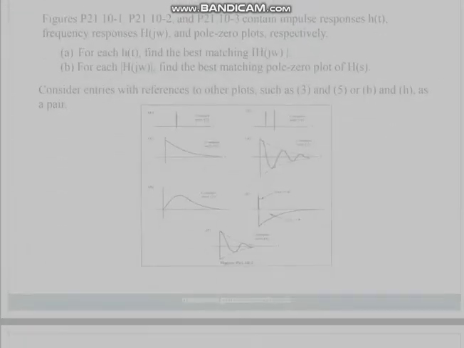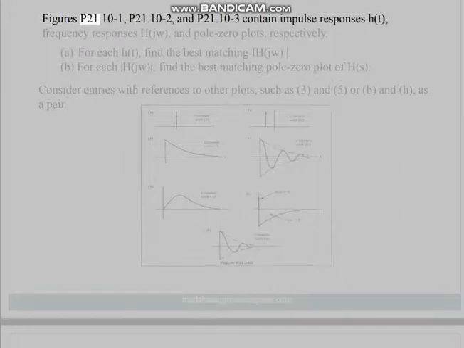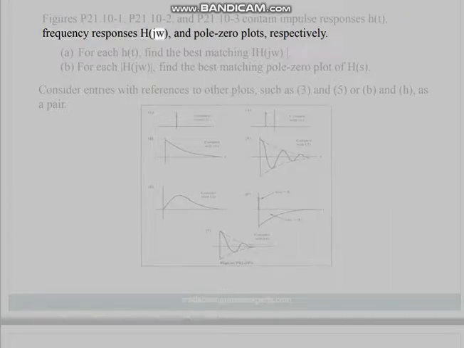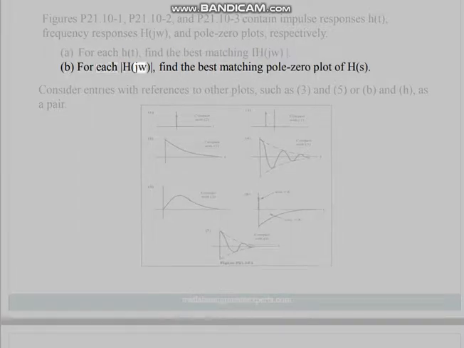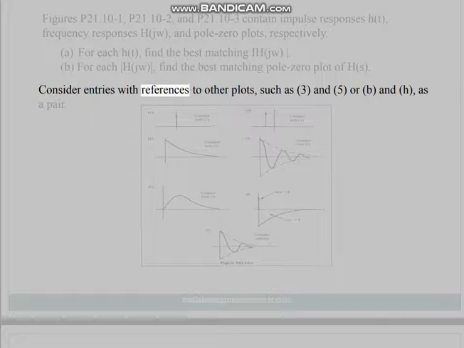P21.10. Figures P21.10-1, P21.10-2, and P21.10-3 contain impulse responses h(t), frequency responses |H(jω)|, and pole-zero plots, respectively. A. For each h(t), find the best matching |H(jω)|. B. For each |H(jω)|, find the best matching pole-zero plot of H(s). Consider entries with references to other plots, such as 3 and 5, or B and H as a pair.